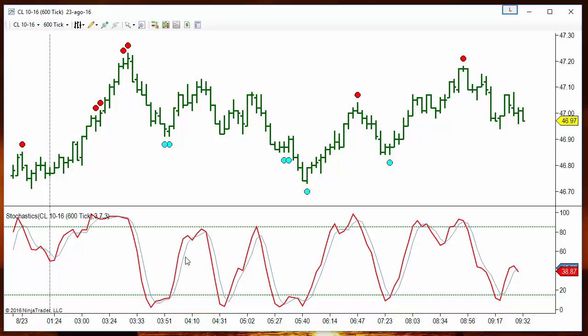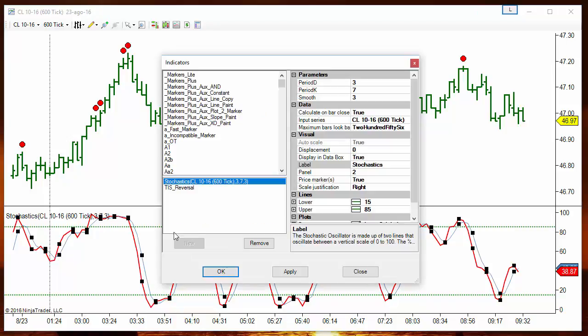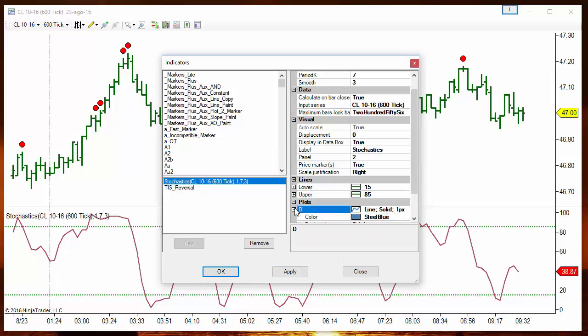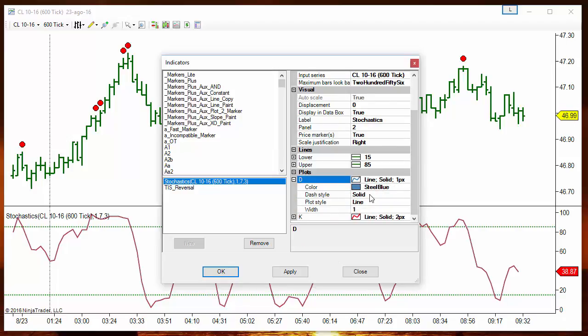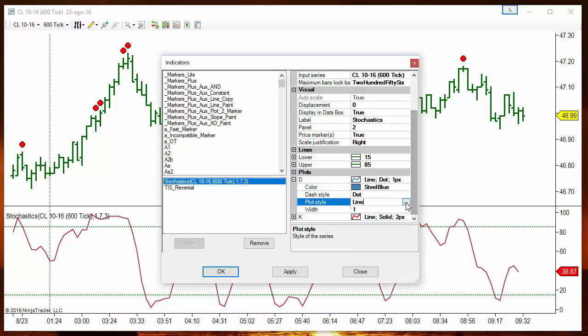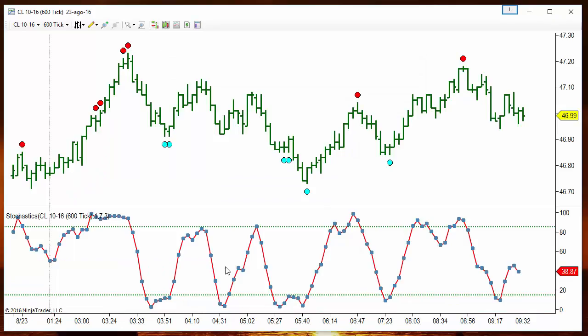Another easier method is using only the K line. So we can hide the D line by using the same period. And if we paint it in dots, then we can see the value for each bar. Each point is the stochastic value for each bar.